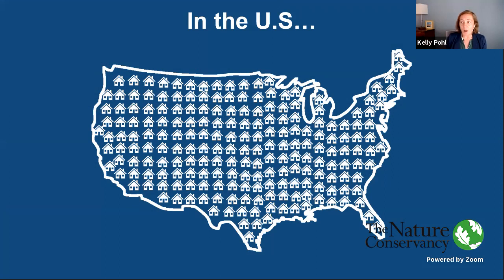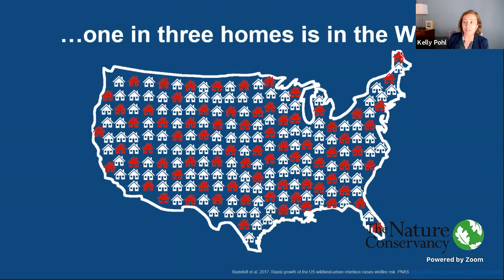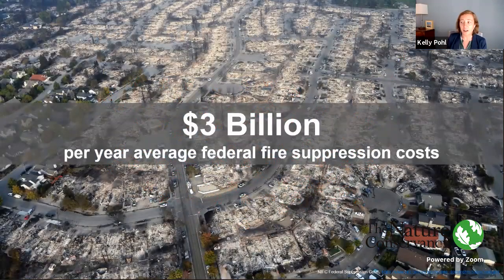But with fully 1/3 of homes in the United States in the wildland urban interface, we have a big challenge ahead of us. The wildland urban interface is the fastest growing land use type in the nation, and the wildfire danger is increasing because of that growth. Today, we spend an average of $3 billion per year on federal fire suppression in the United States, and a significant portion of those costs are from protecting homes and communities.